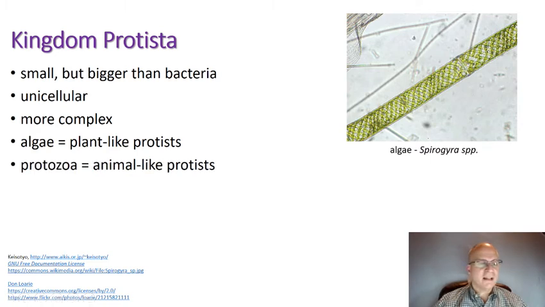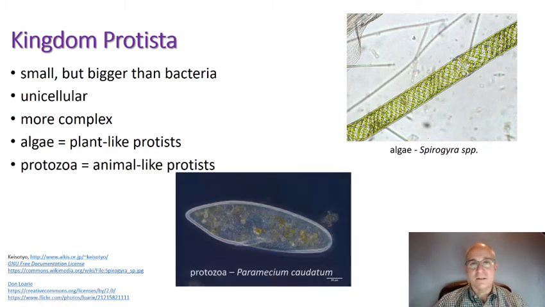And then we've got the protozoa, which are the animal-like protists that are not, for the most part, able to do photosynthesis, like Paramecium caudatum, which you see here. And these are both the Spirogyra and the Paramecium are critters that we could run across if we were looking at some of the freshwater ponds and lakes in Lake County.